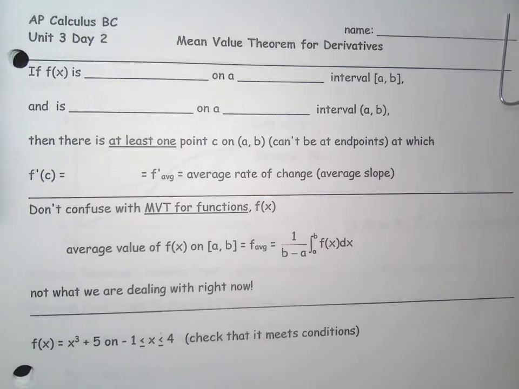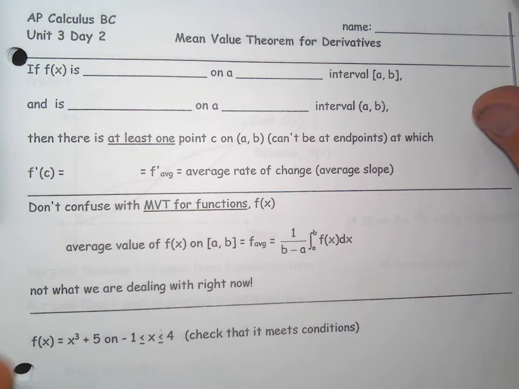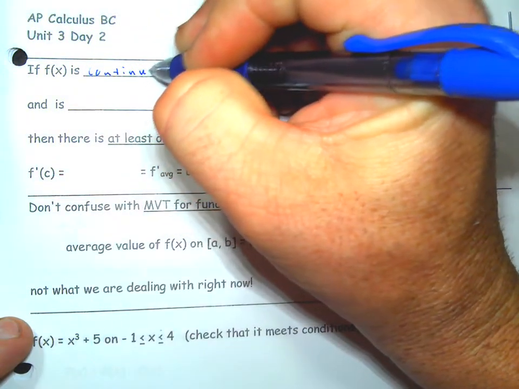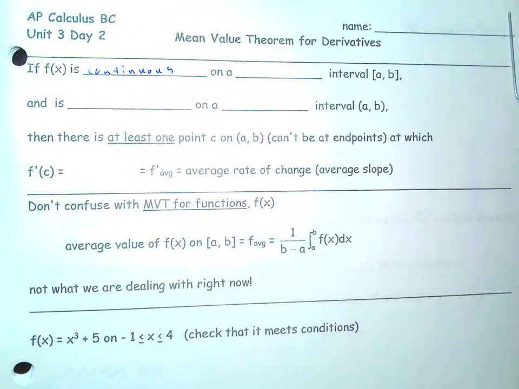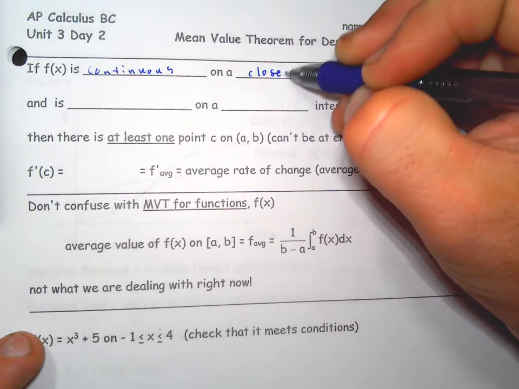Okay, AP Calculus BC, Unit 3, Day 2, Mean Value Theorem for derivatives specifically. So, there are some requirements to use the mean value theorem. The function needs to be continuous, just like the extreme value theorem requires, and on a closed interval, same as the extreme value theorem.